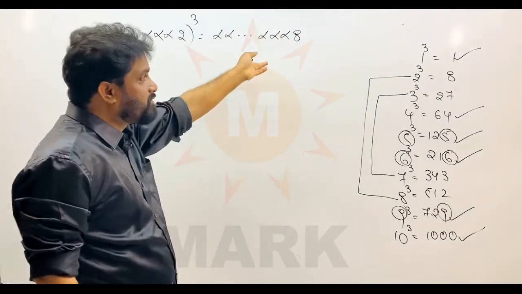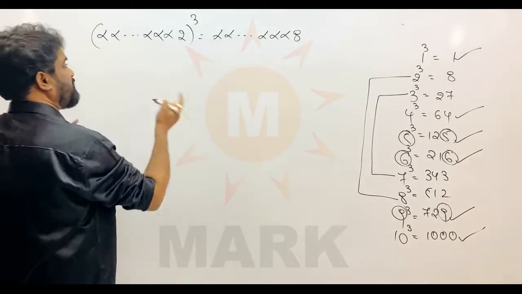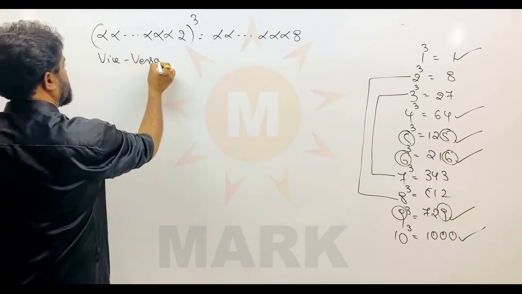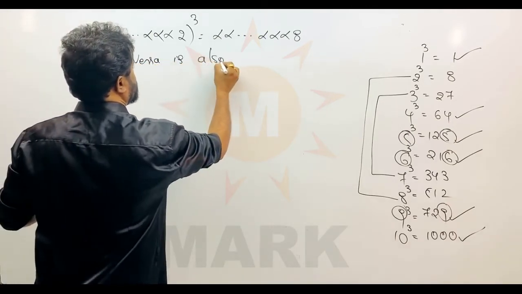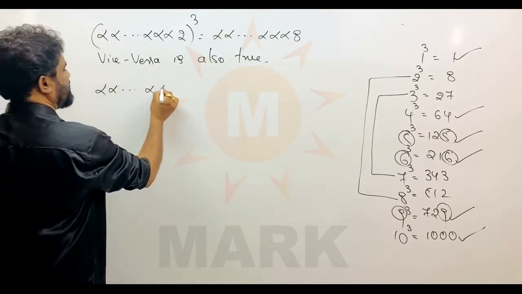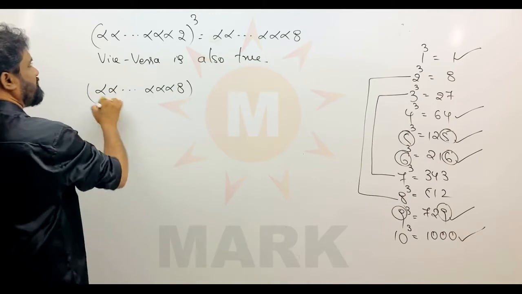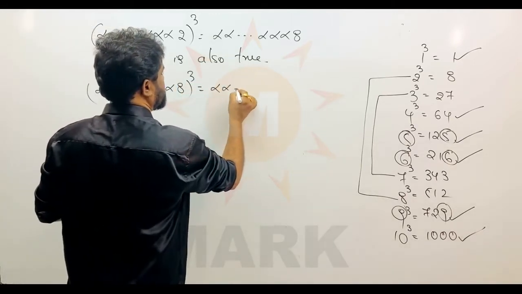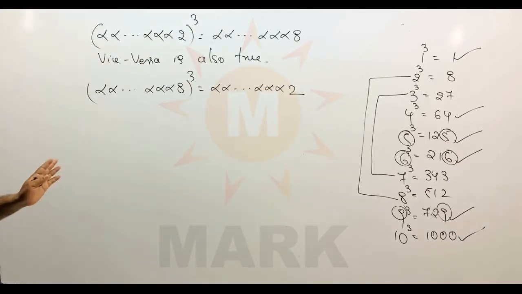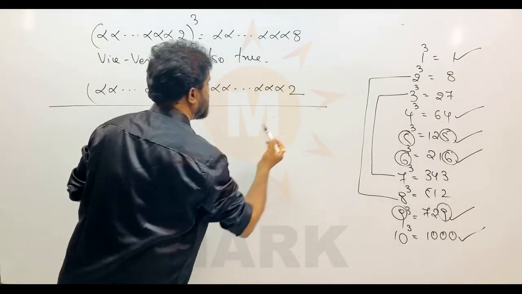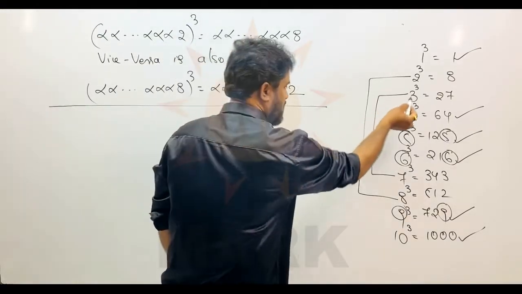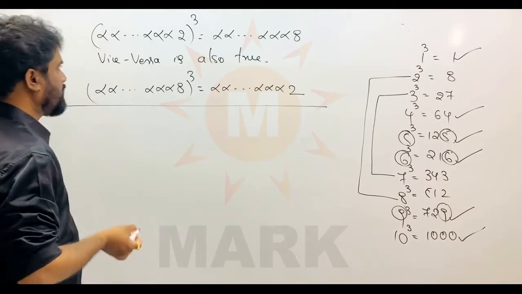Not only this, my dear friends, vice versa is also true. That means you take a number whose units place is 8 and when you cube it, in that answer the last digit is 2. So this is the beautiful relationship between 8 and 2. Similarly, there is one more property with the same concept, the relationship between 3 and 7.